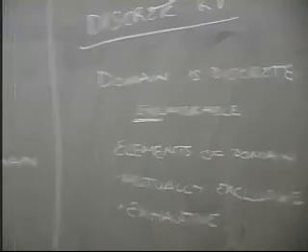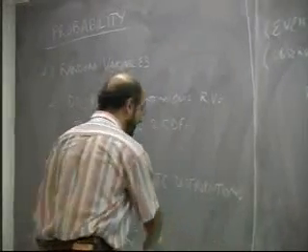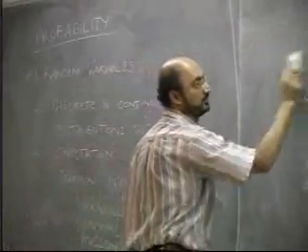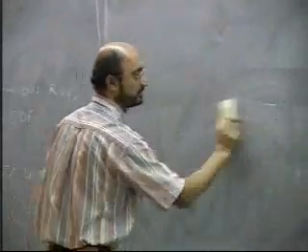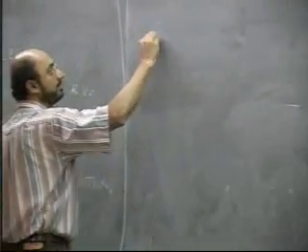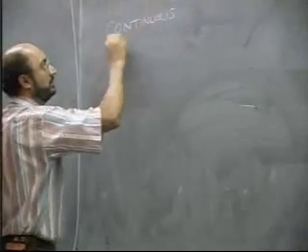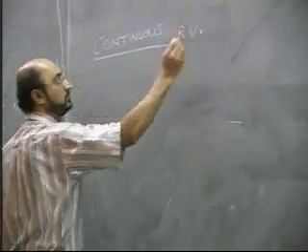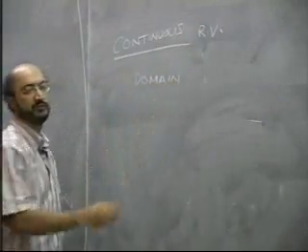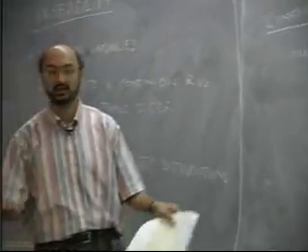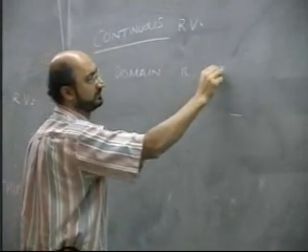Okay. So that's a discrete random variable. Pretty straightforward. So what's a continuous random variable? Again, it's no big deal. A continuous random variable means that the domain is continuous. So we can think of the continuous random variable as being a subset of the real line. That's good enough for us.